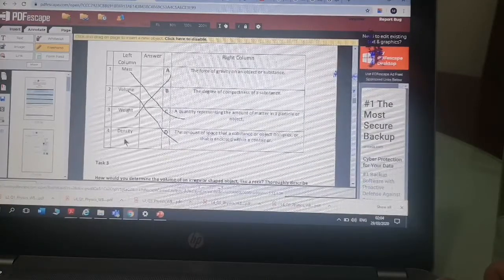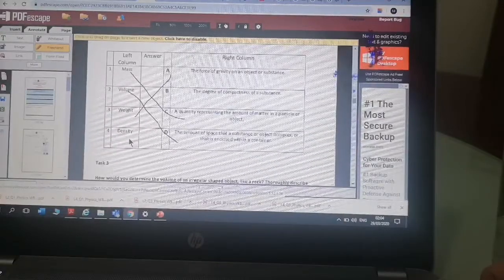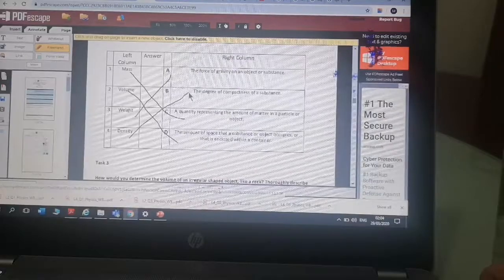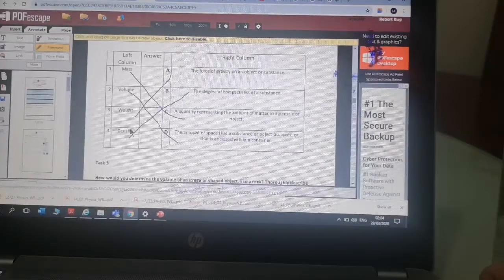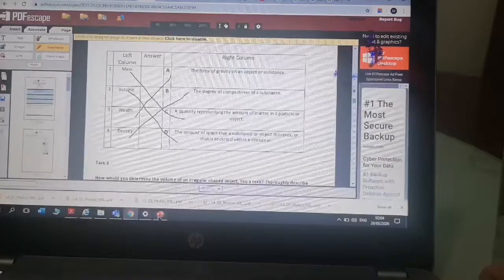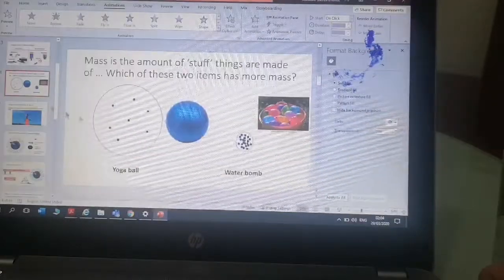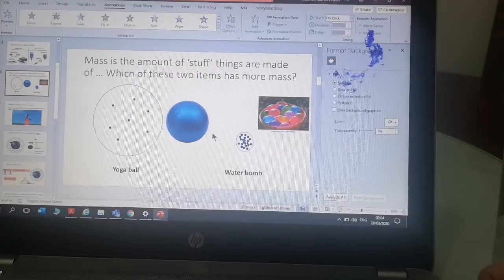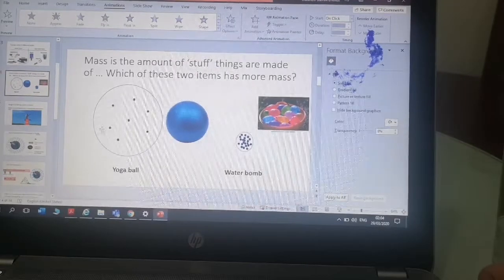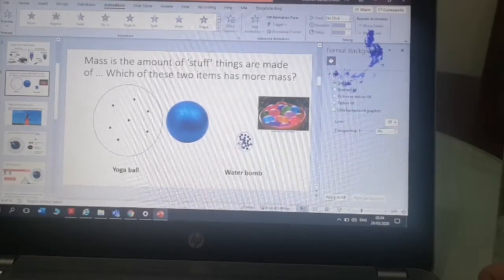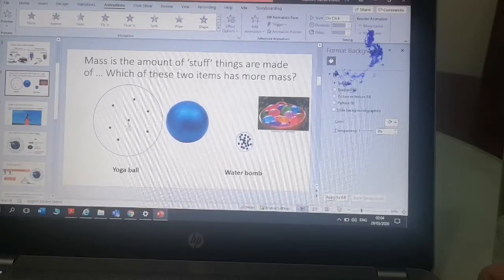So we know the last one, density, the degree of compactness of a substance. So this is talking about how close together those particles are. If they're very close together, they'll be more dense. We can go back to our example of the yoga ball and the water bomb. Now, which one are the particles, these little dots, closer together? Which one is closer together? The particles.